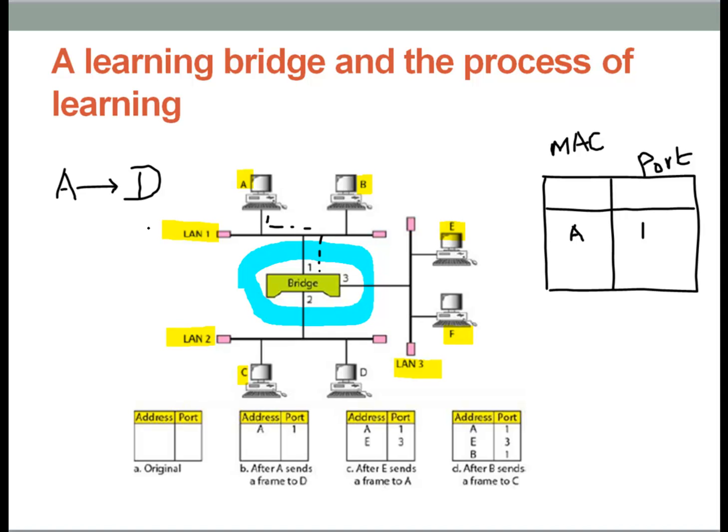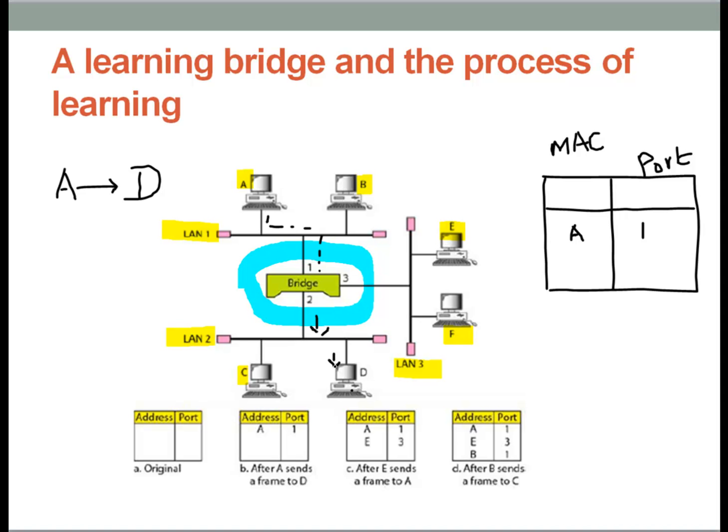Then it is going to send it. So I want to send it to D. Where is D available? The D is available here. Now I am going to send it to D. It is going to reach. Then this is one step.